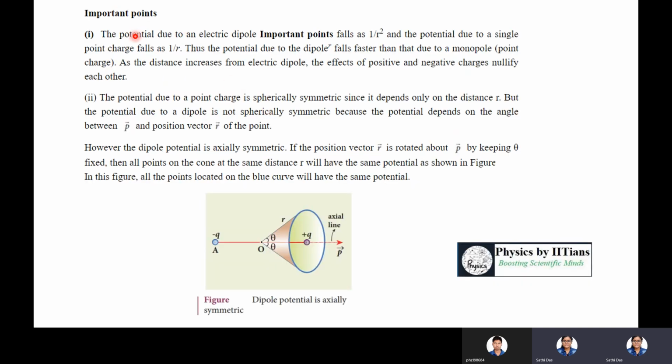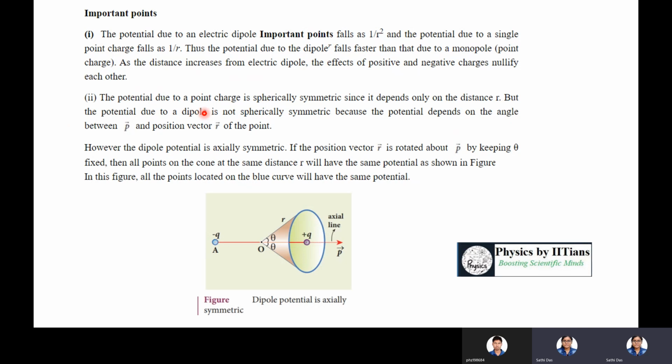Other important points: the potential due to an electric dipole falls as 1 by r square, because V is k p cos theta by r square. But due to a single point charge, the potential is V equals 1 by 4 pi epsilon naught Q by r. So there is a 1 by r square dependency for the dipole and a 1 by r dependency for the single point charge. So the potential due to the dipole falls faster than that due to a monopole or a point charge. As the distance from the electric dipole increases, the effects of the positive and negative charges nullify each other.